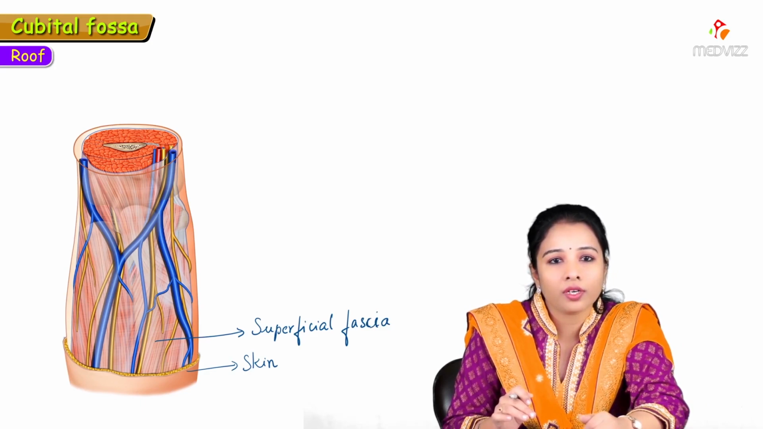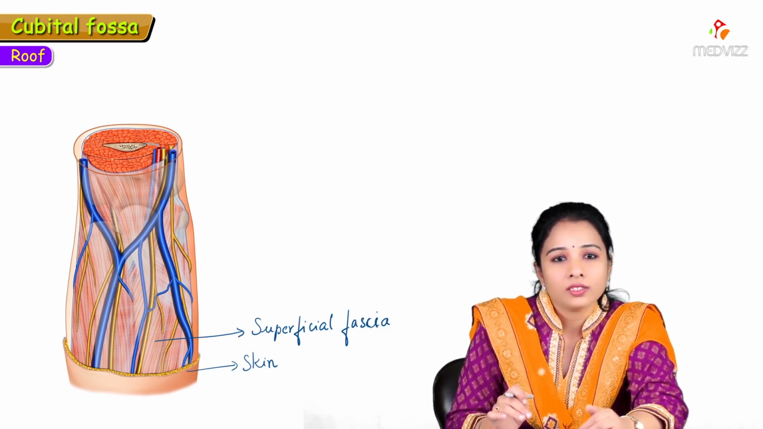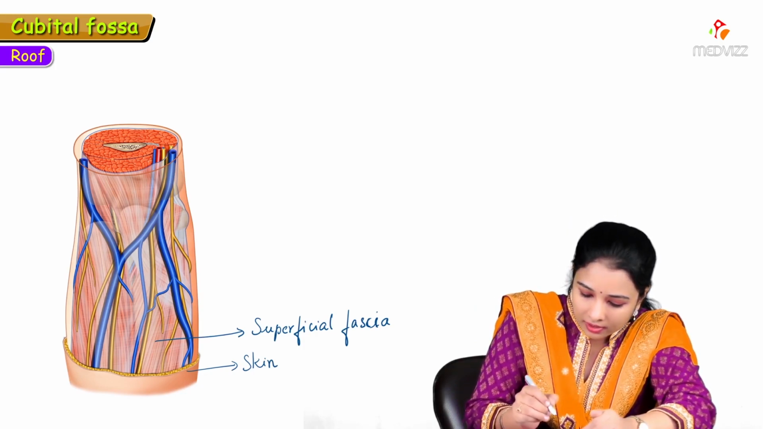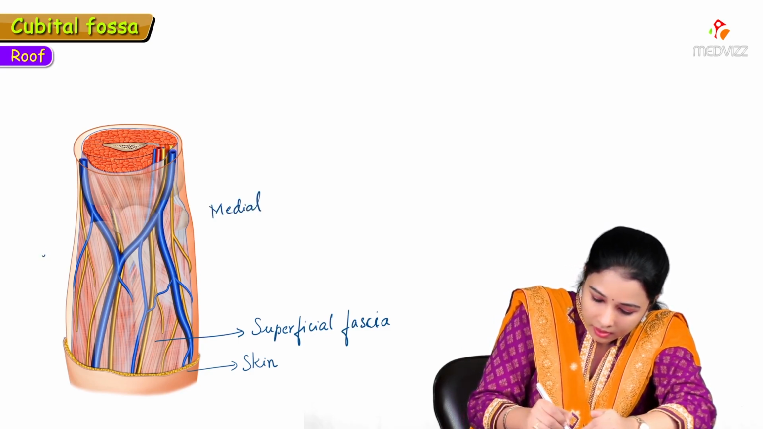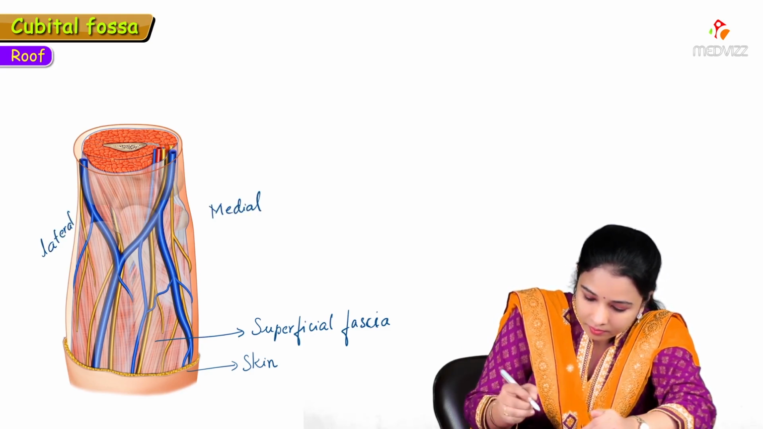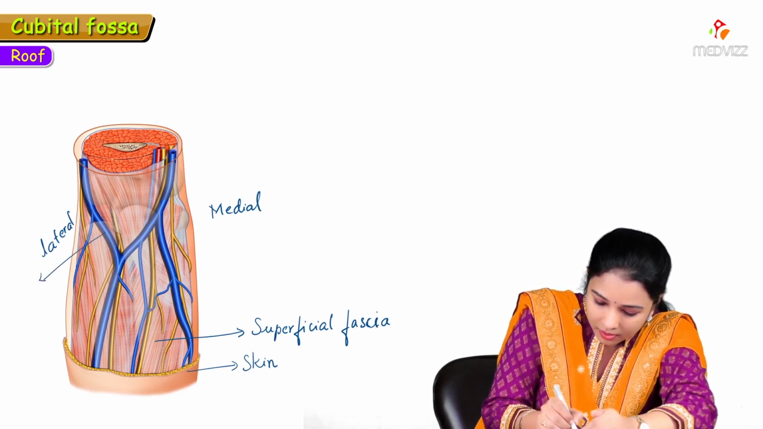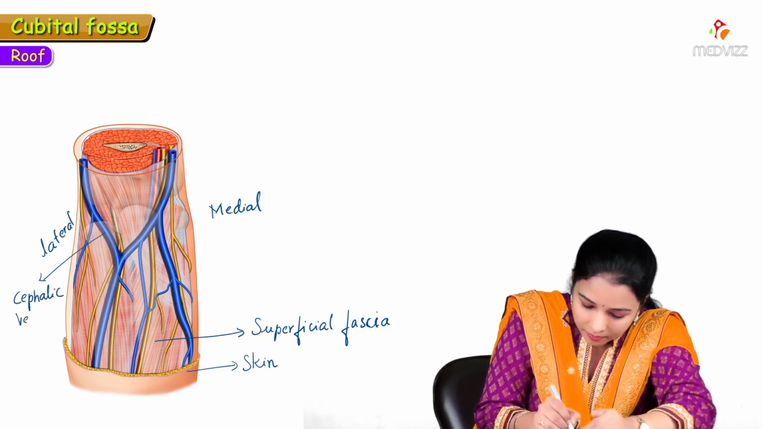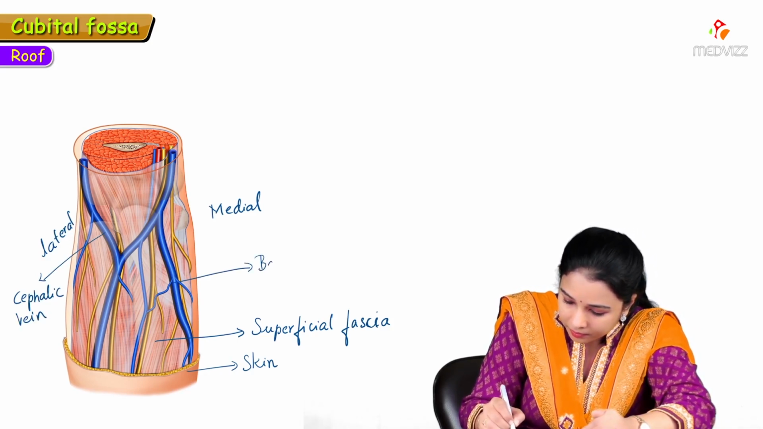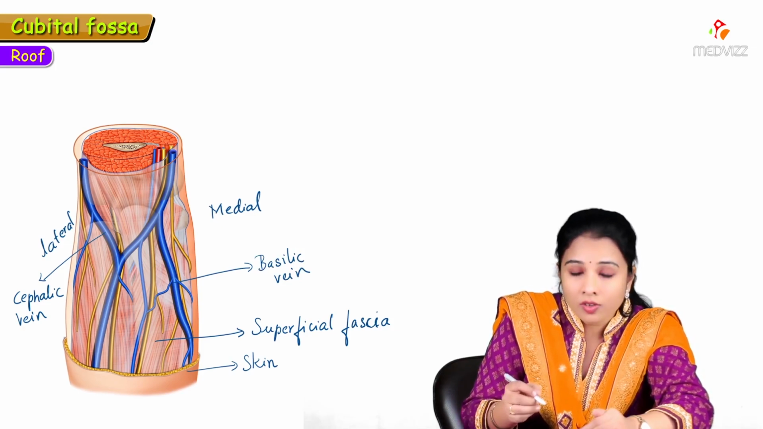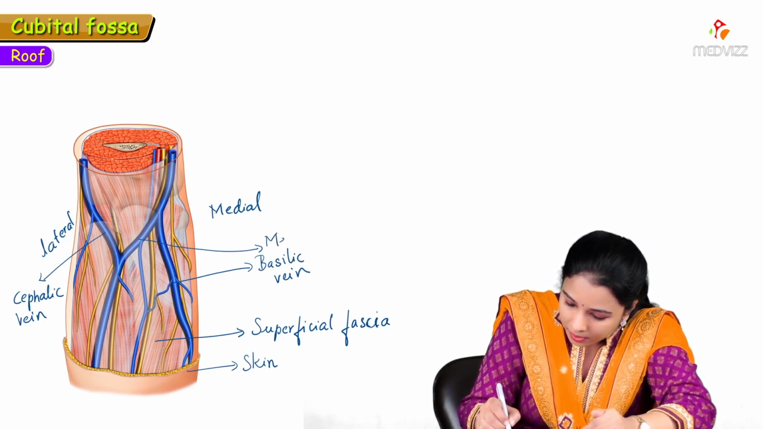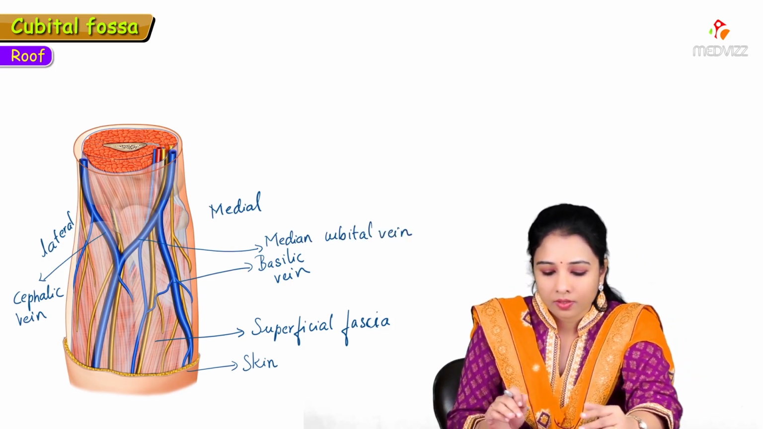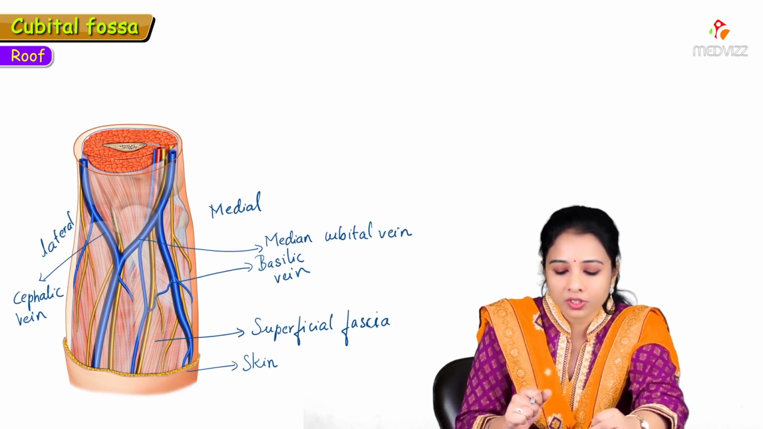So let's see the important veins present in this. One is the cephalic vein. Cephalic is the lateral side vein. So this is the medial side. This is lateral side. And we can see this vein is the cephalic vein. And here is the basilic vein. And you can also observe a communicating vein between these two, which is called as median cubital vein. So these are the veins present within the superficial fascia.